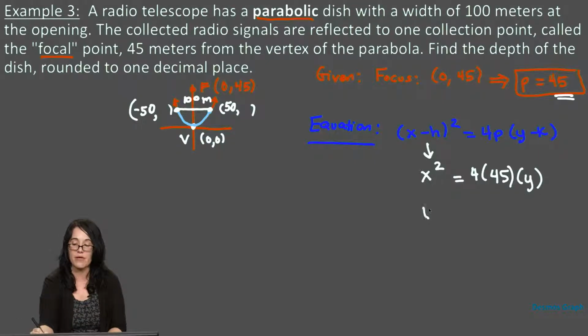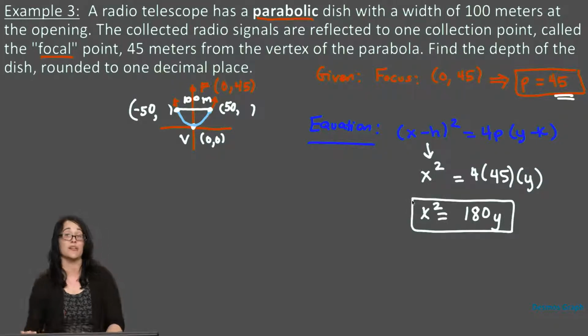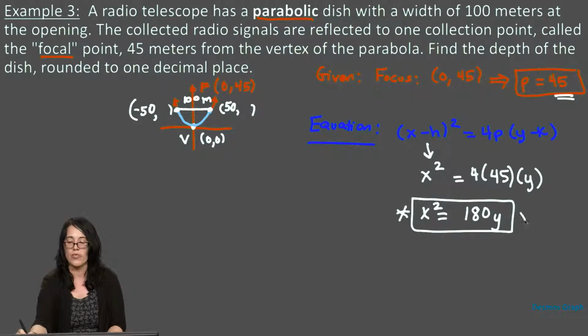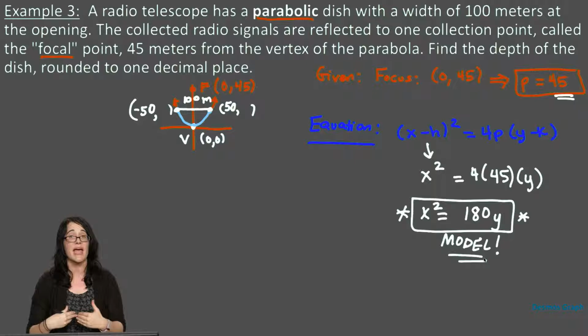So now we have our model. x squared is equal to 180y. So if we know the y location, we have the x location, and vice versa. Very helpful information. With our model now, that was the goal, to create a model that described the situation. Now that we have a model, we can answer anything they have to throw at us.